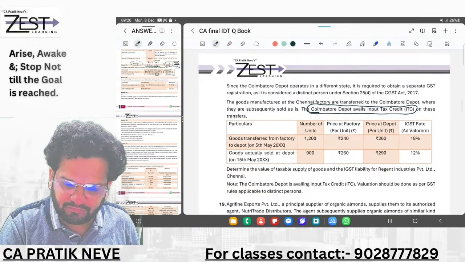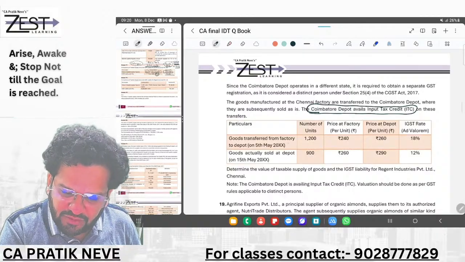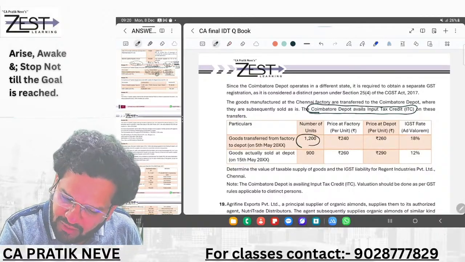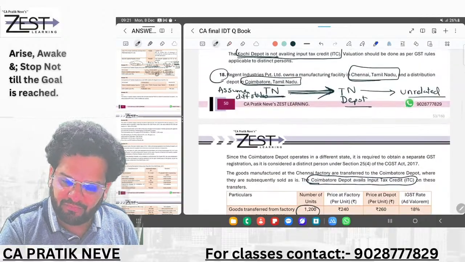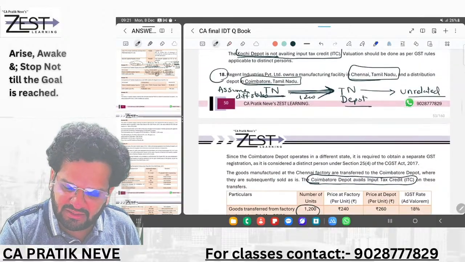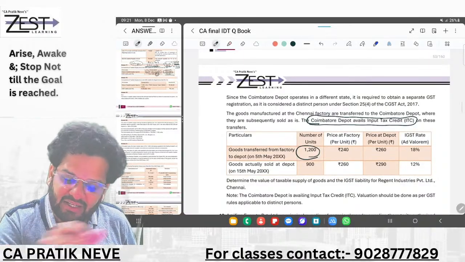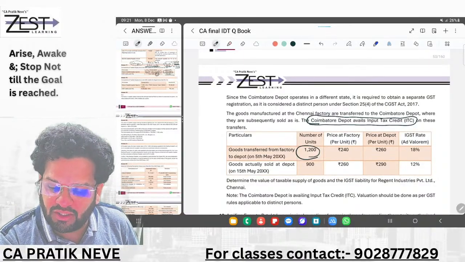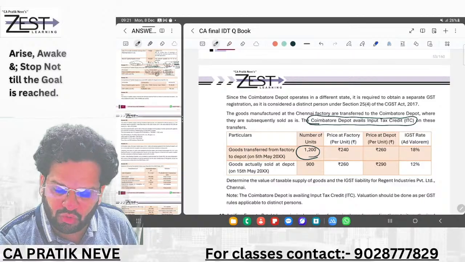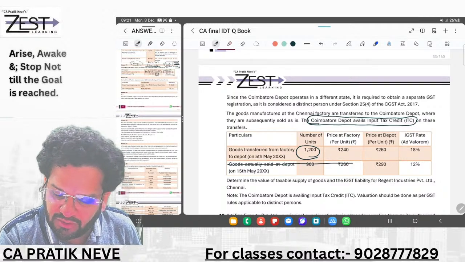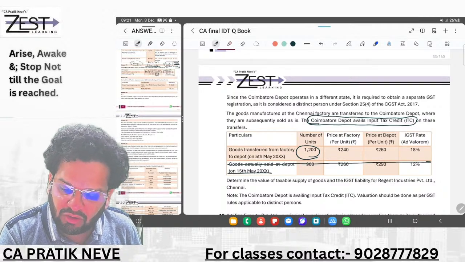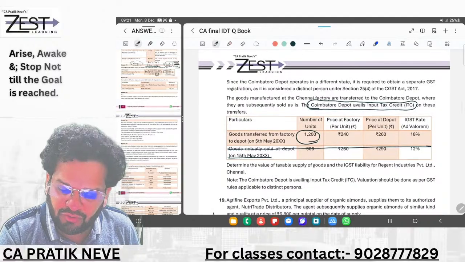Let's see. Now goods transferred from factory to depot, 1200 units. So we are doing valuation of 1200 units because 1200 units are sent. Price at factory is 240. Price at depot is 260. Goods are actually sold at depot on 15th May. We are least bothered with 15th May. We want the valuation to be done on 5th May.